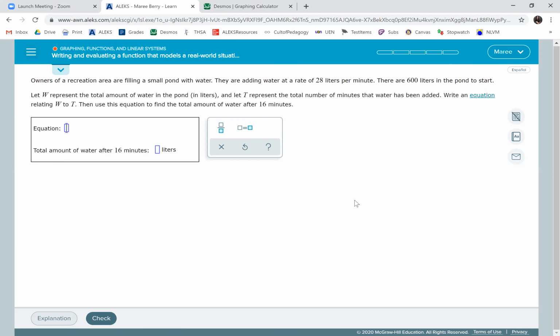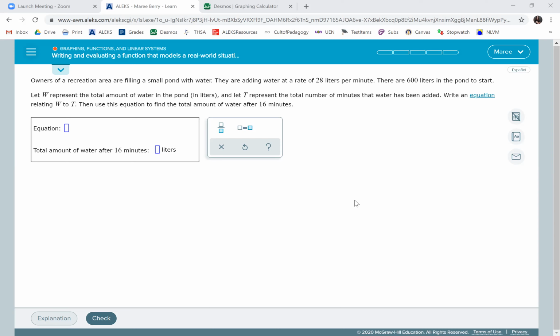So we're going to do a problem very similar to that. Owners of a recreation area are filling a small pond with water. They're adding water at a rate of 28 liters per minute. There are 600 liters in the pond to start. W is the total amount of water in the pond, and T is the total number of minutes the water has been added. Write an equation relating W to T, then use this equation to find the total amount of water after 16 minutes.